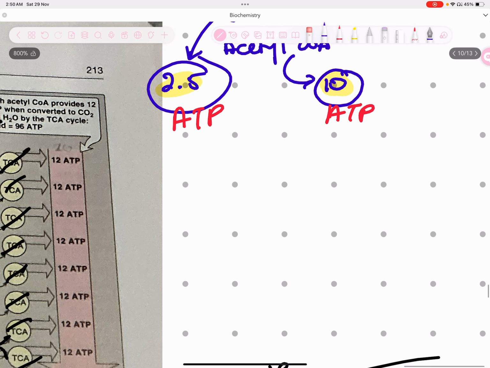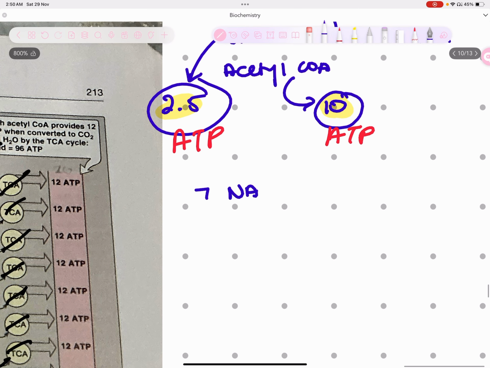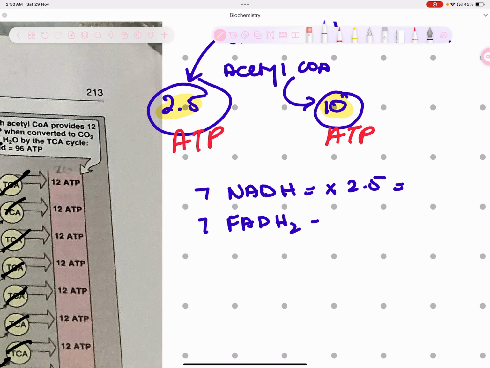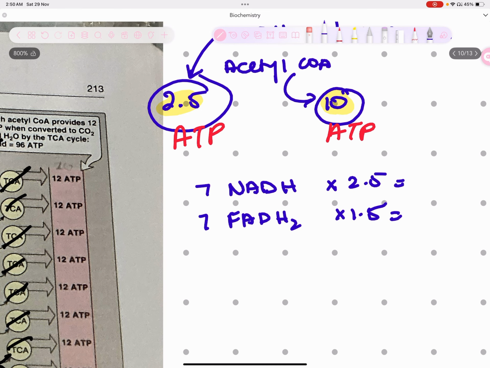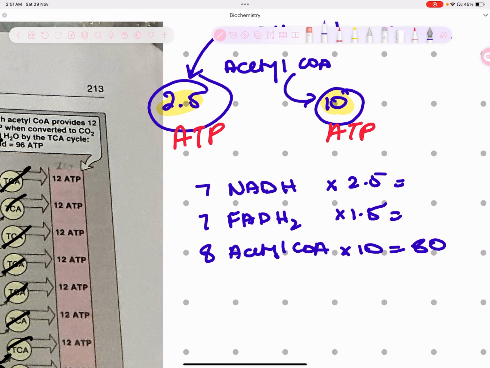Good. So when you talk about 7 NADH, let's begin with this reduced coenzyme. These 7 NADH will be multiplied by 2.5, and it's going to give you a certain value. Then you have 7 FADH2, which will be multiplied by 1.5. And then how many acetyl-CoA were we dealing with? 7 in total, but in the last step we had 2, therefore 8 acetyl-CoA, and these are multiplied by 10.